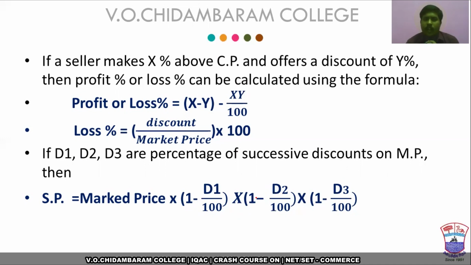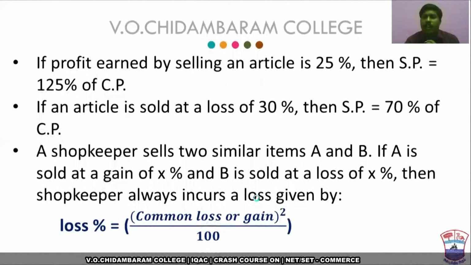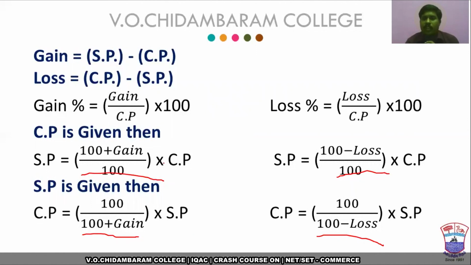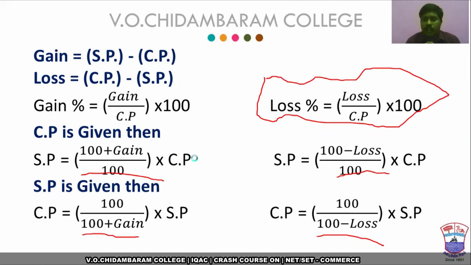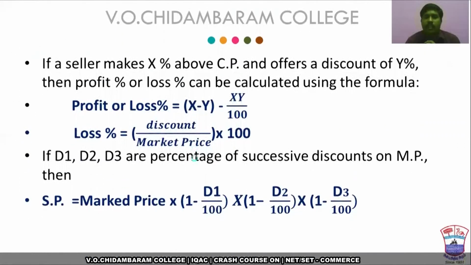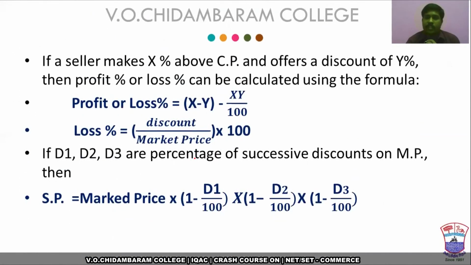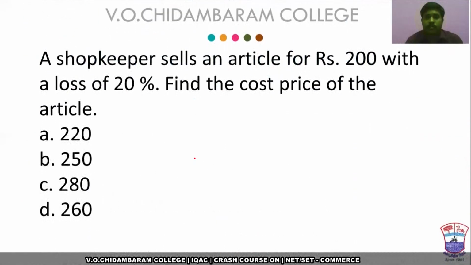And what is the loss percentage? Loss percentage can be calculated as given here. So normally loss percentage is equal to loss by cost price into 100. When discount is concerned, it is discount by market price into 100. And if consecutive discount rates are given, the selling price is equal to market price into (1 minus D1 percentage), (1 minus D2 percentage), (1 minus D3 percentage).